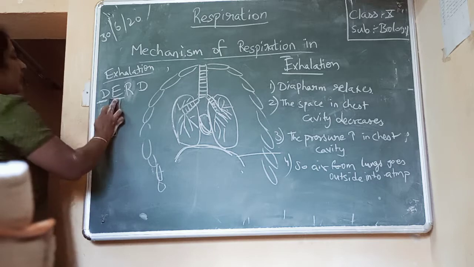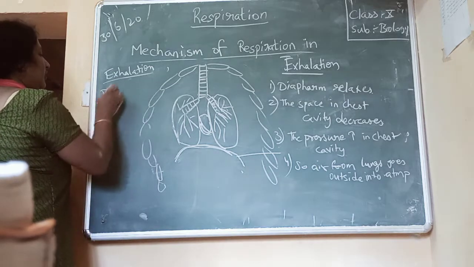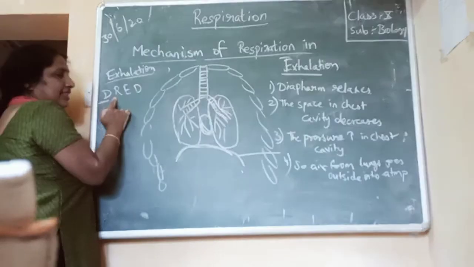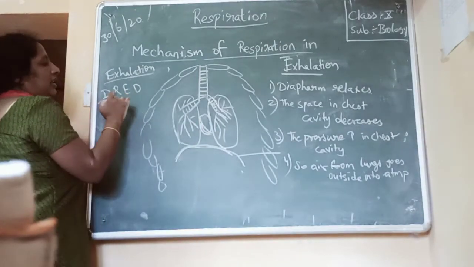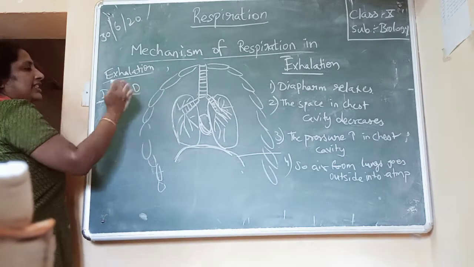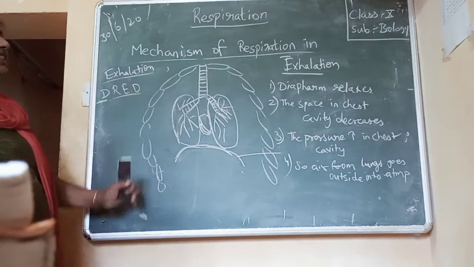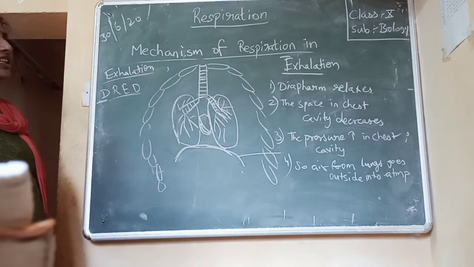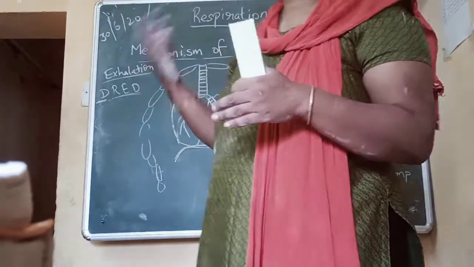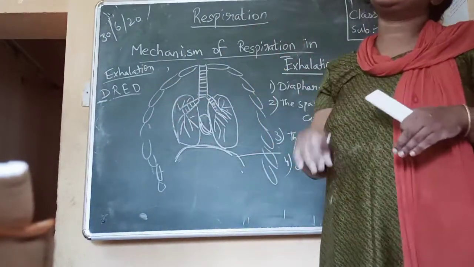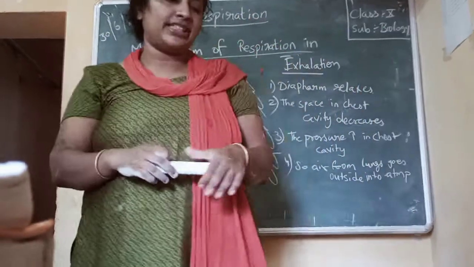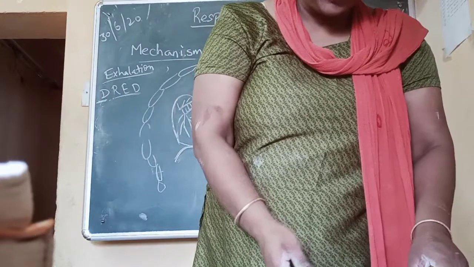Clear? Or you can write like this also if you want. Diaphragm relaxes during exhalation, and the chest cavity, the space in the chest cavity decreases. If the space is decreased, the pressure is more. The pressure is more means the gases are sent outside. This happens in the chest cavity.